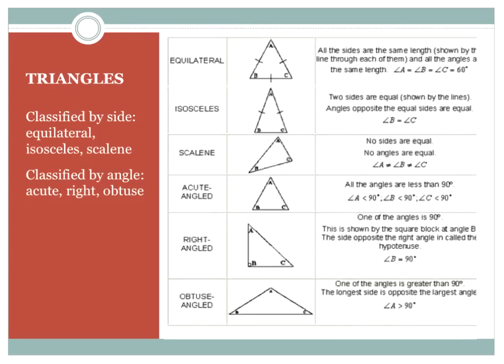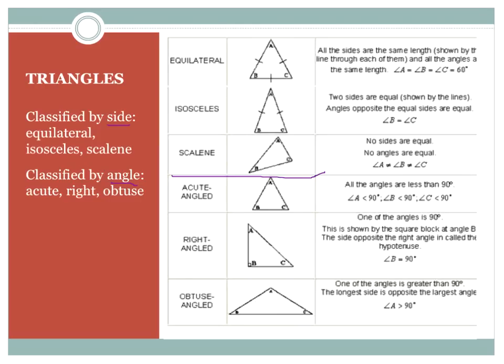Moving on, we have triangles. Triangles, we look at classifying them in 2 different ways. One way is by side, and another way is by angle. And these can overlap, but we'll take a look at these 2. By side would be the first 3 characteristics here.